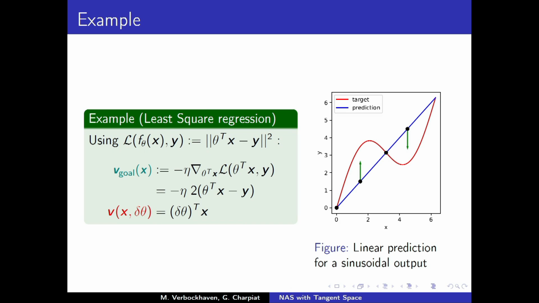So just to give you a little example, here you're doing a linear regression, so in blue, and you try to predict the red line. So f_theta is just theta transpose x, and you use the square loss. And if you try to evaluate the desired update at point x, you derive the loss according to f_theta, which is just theta transpose x. And you obtain this formula. And as you can see, sorry.